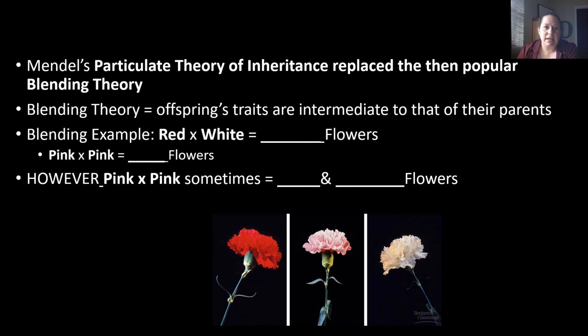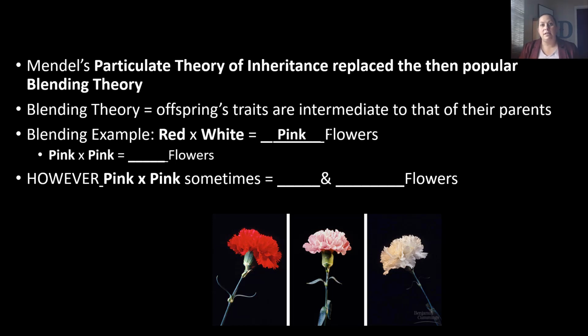Now, he postulated his theory of inheritance, and it replaced a very popular theory at the time called the blending theory. The blending theory said that offspring's traits were inherited from the parents, and it blended together from the two parents. So one of the best examples here is like the red carnation and the white carnation, and when those were mated together, the result were pink flowers, because that's a blend of adding white and red together to make pink.